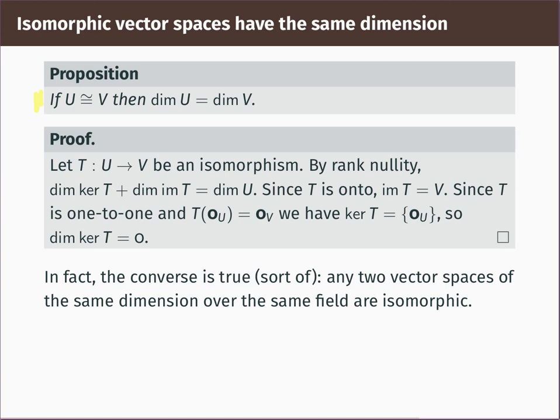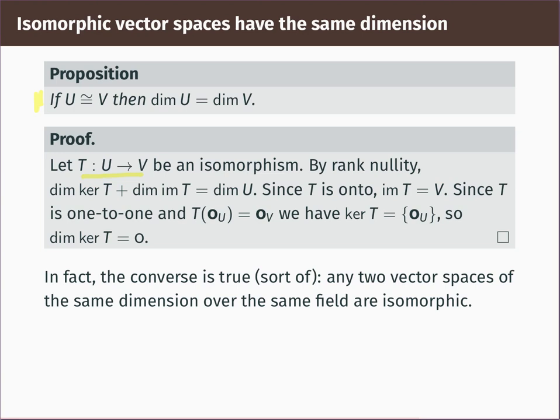And we can prove this with the help of the rank nullity theorem and the existence of an isomorphism from U to V. If T from U to V is an isomorphism, then by the rank nullity theorem, the dimension of the kernel of T plus the dimension of the image of T is equal to the dimension of the domain of T, which is U. Now T is a bijection. An isomorphism is a linear bijection, so T is in particular a bijection. And so, since it's a bijection, it's also onto, which means the image of T is all of V. So the dimension of the image of T there is just the dimension of V.